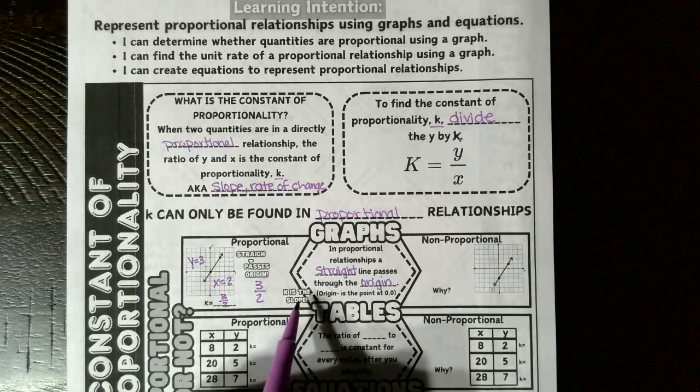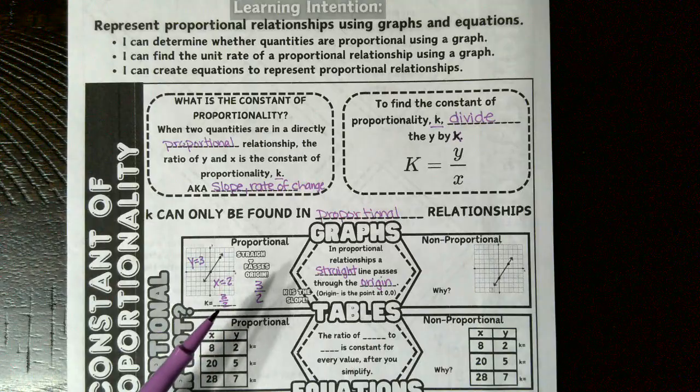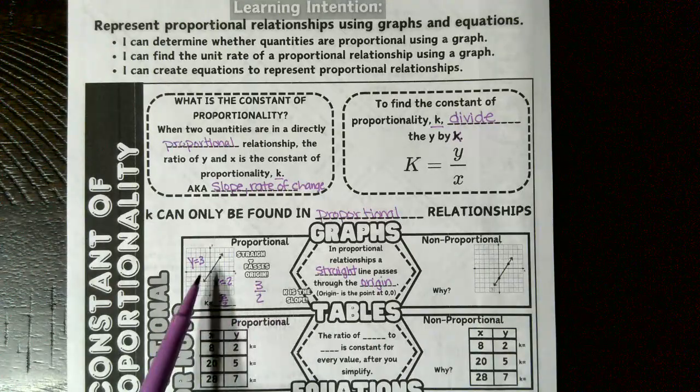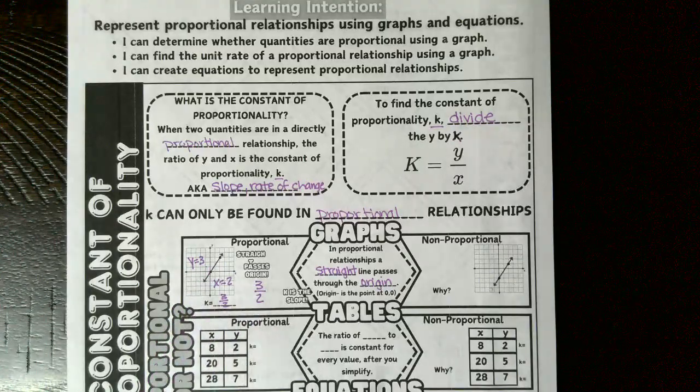And remember, k is the slope. So when I'm looking for the slope of a line, I know that I'm going to just take my points, y and x, and figure out where that's at, and that's going to be my slope. So also known as the constant of proportionality.